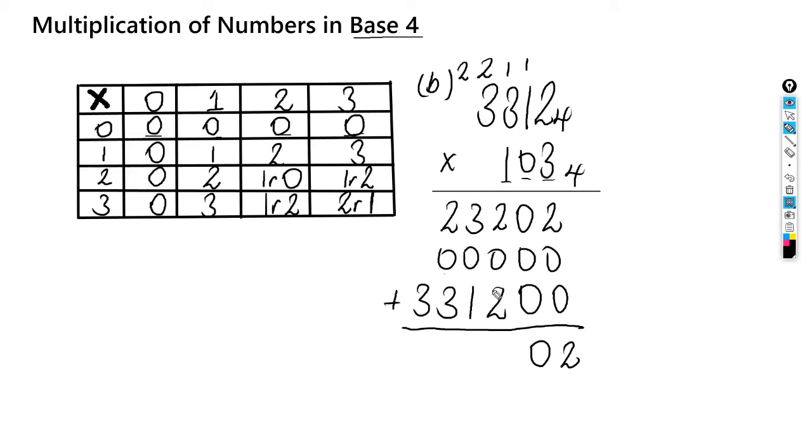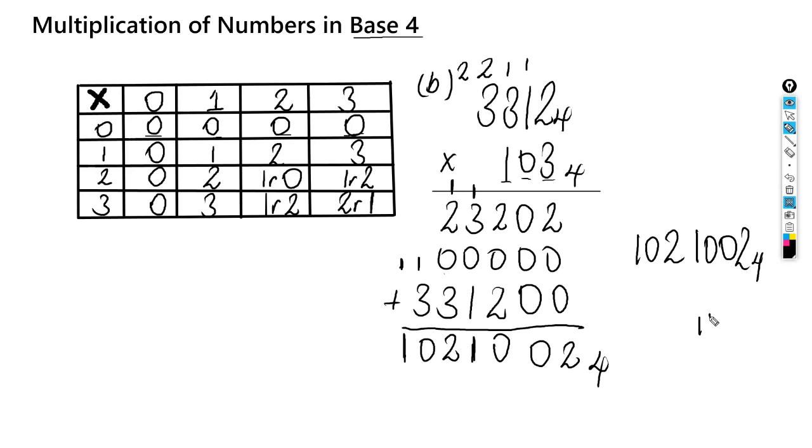2 plus 2 would give us 4, which would be 1 remainder 0. 3 plus 1 plus 1 would give us 5, which would give us 1 remainder 1. 3 plus 2 would give us 5 plus 6, which is 1 remainder 2. Then 3 plus 1 would give us 0 remainder, 0 remainder and 1 over here, and then 1 by itself would just be 1. So this is the answer in base 4, 1, 0, 2, 1, 0, 0, 2 to the base 4. All right, guys?